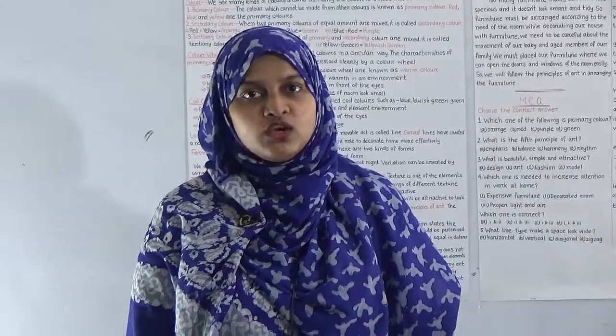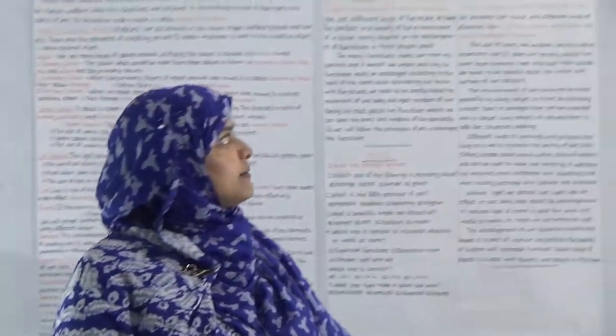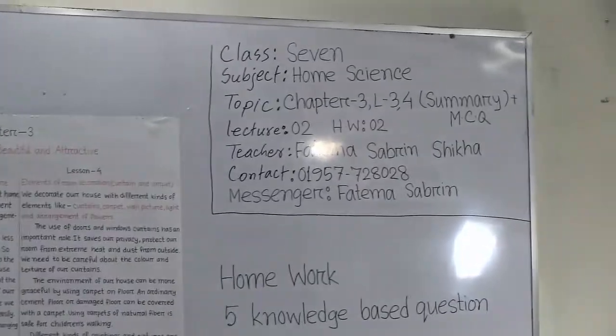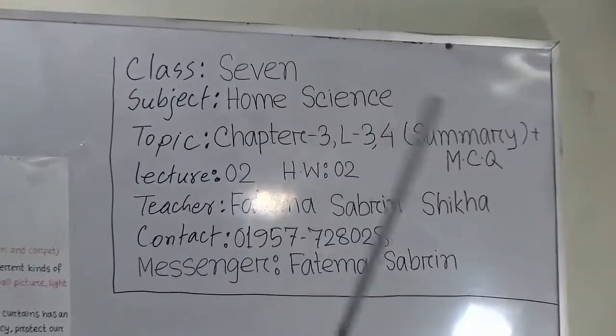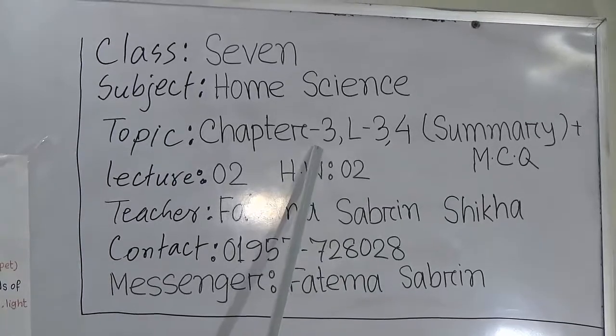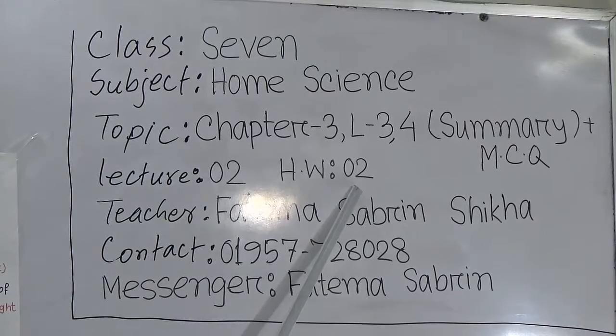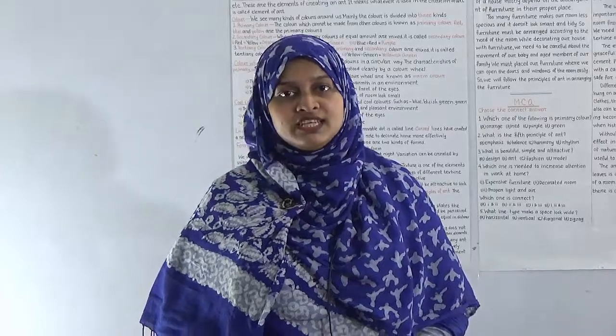Today I am going to take a home science class for the students of class 7 on the topic of chapter 3, the summary of lessons 3 and 4. This is our second lecture and second SW. Students, in our earlier class, that means in lecture 1, we learned the summary of lessons 1 and 2 from chapter 3, and today we'll learn the summary of lessons 3 and 4.